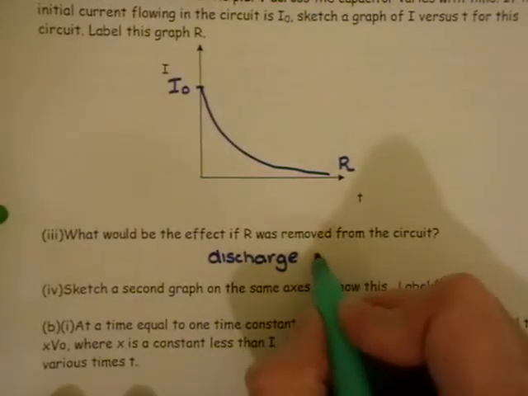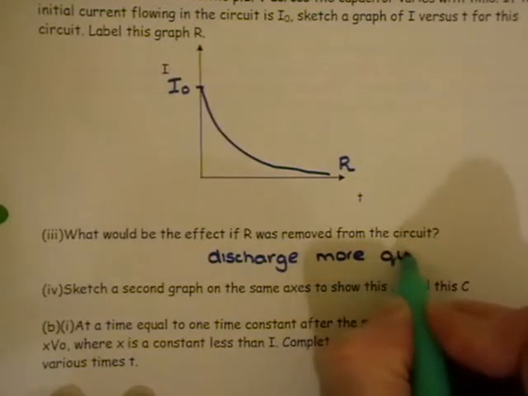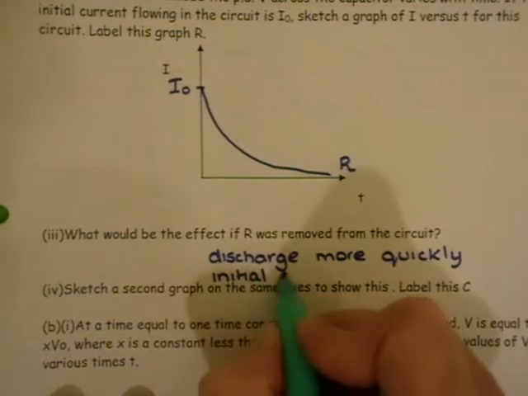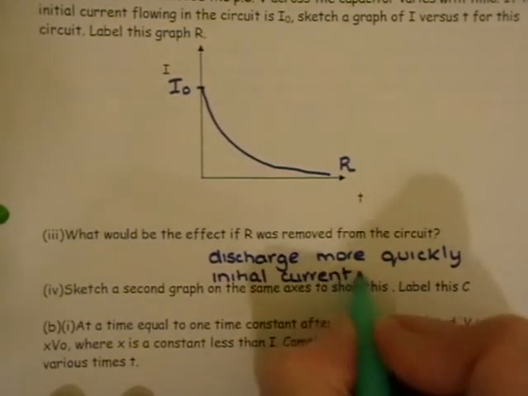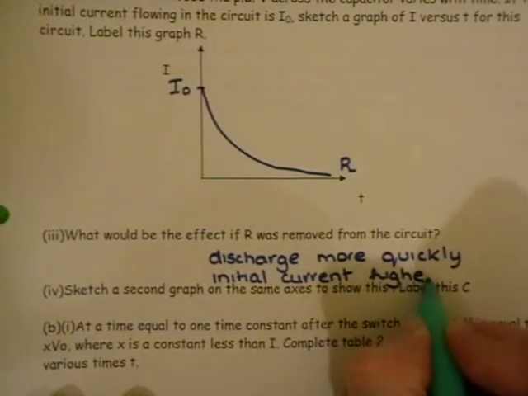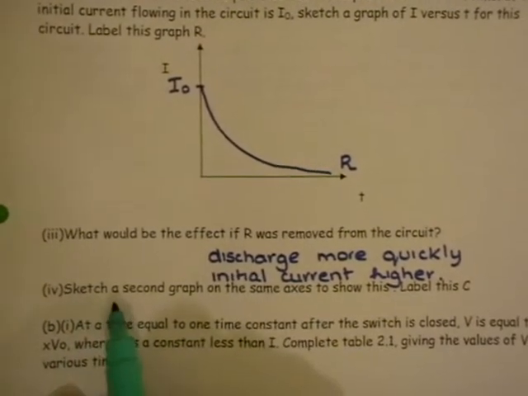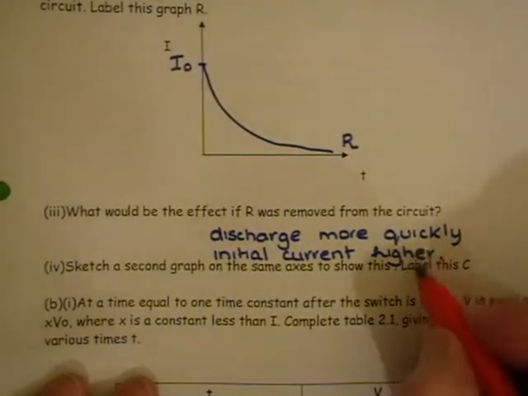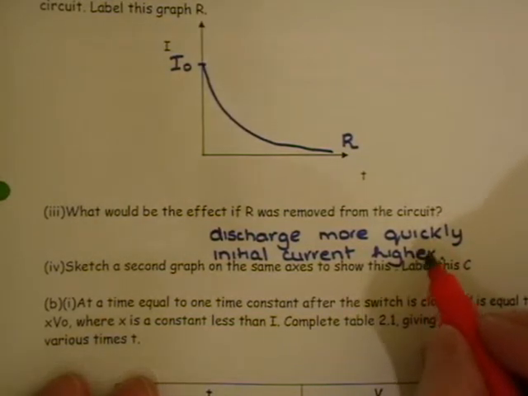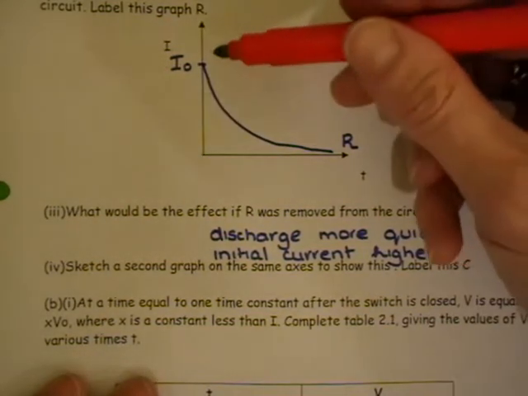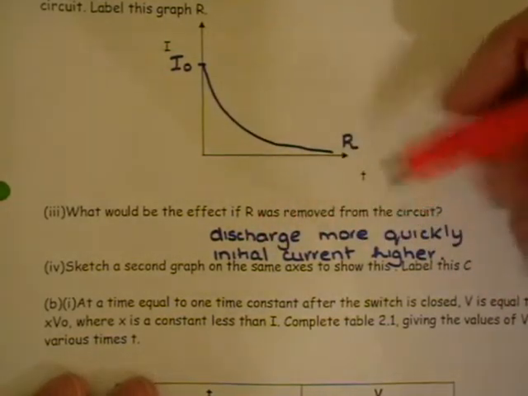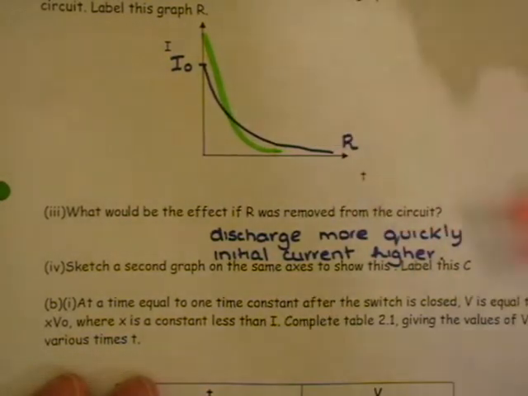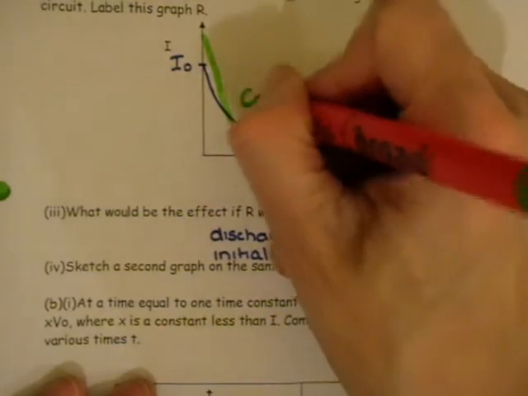So in this case it's discharging. And there's another effect as well. If you remove R, that means the initial current is going to be higher because you have less resistance in the circuit. So then whenever you are asked in the next question to sketch a second graph on the same axis, you should use these 2 points you have on here. It discharges more quickly and therefore the curve is going to go down much more quickly, but also the initial current is higher. So you start here maybe and go down much more quickly. And you have to label this one C.